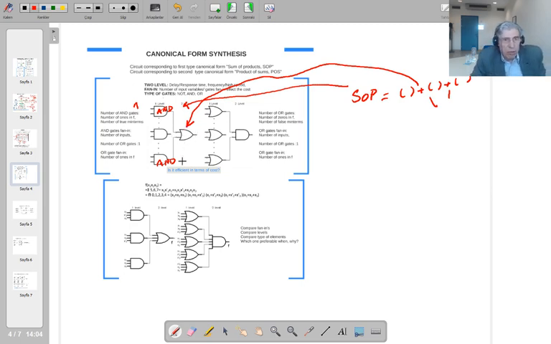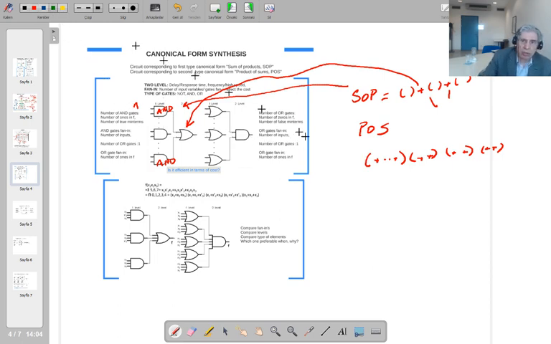So an alternative to this formula is this second canonical form, which is product of sums. So it's going to be like that. Sum terms multiplied, these parentheses are going to be multiplied. Inside the parentheses, we've got the sum operations. So this is the second canonical form. So let me change the color. So product of sums, second canonical form, or you might call it OR AND form.